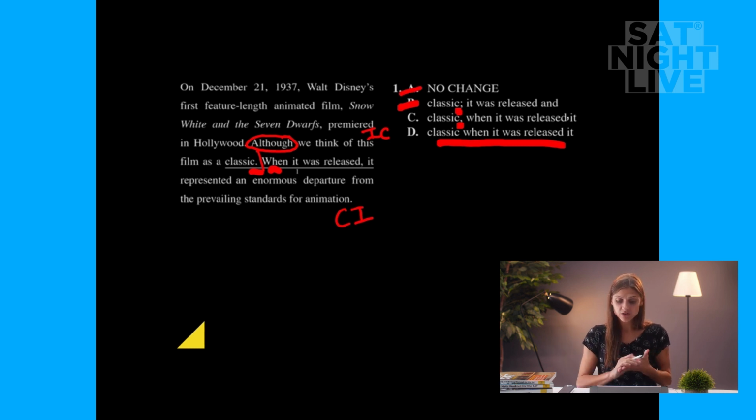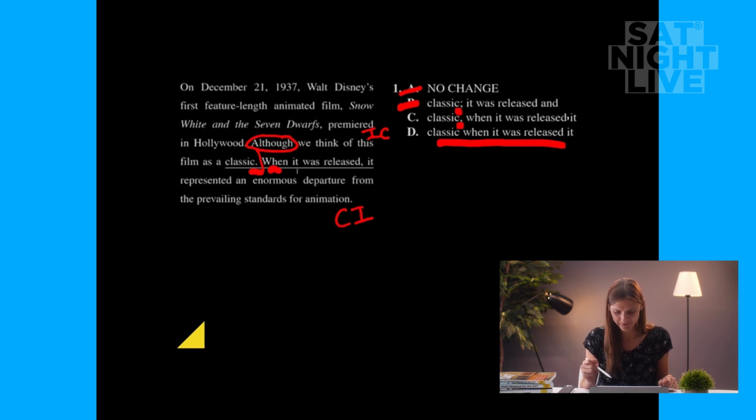So now between C and D, what's the difference? Well, C has some commas and D doesn't have any commas going on. So we need to ask ourselves, is there a reason to slow down these ideas? Well, for one, it's a really long sentence. There's a lot of words going on there. So let's see what happens if we read it without slowing down at all. Although we think of this film as a classic when it was released, it represented an enormous departure from the prevailing standards for animation. Oh, that was a mouthful. So it feels like we should probably slow down somewhere.